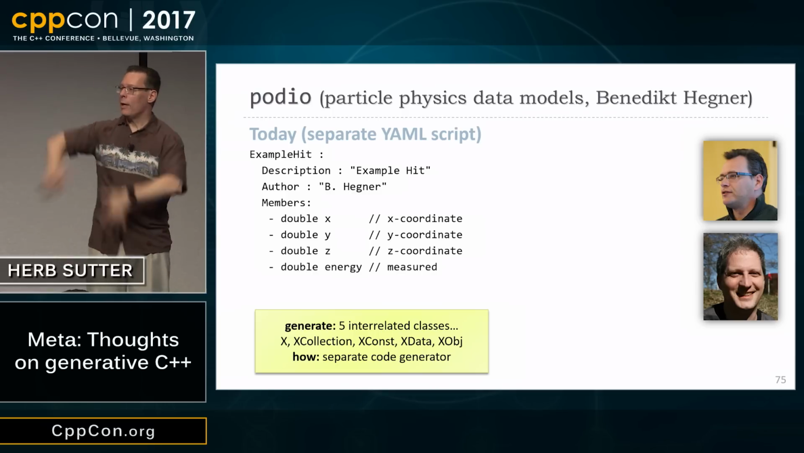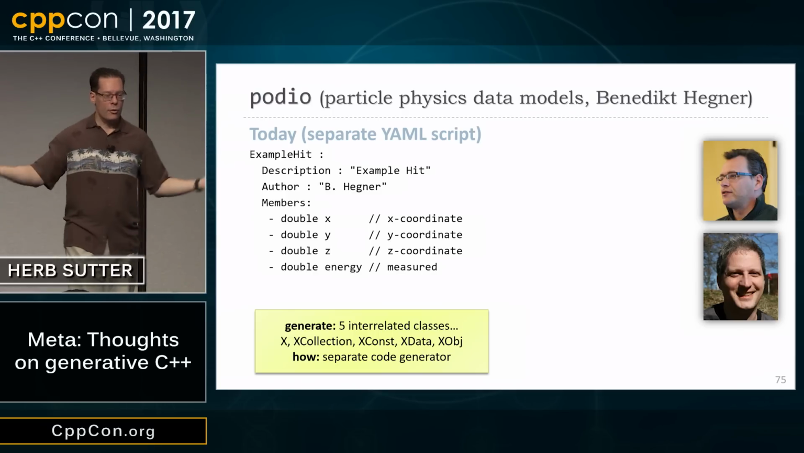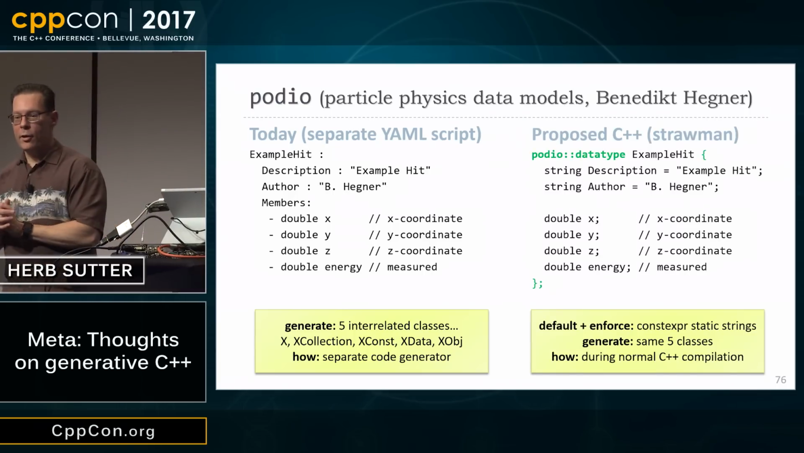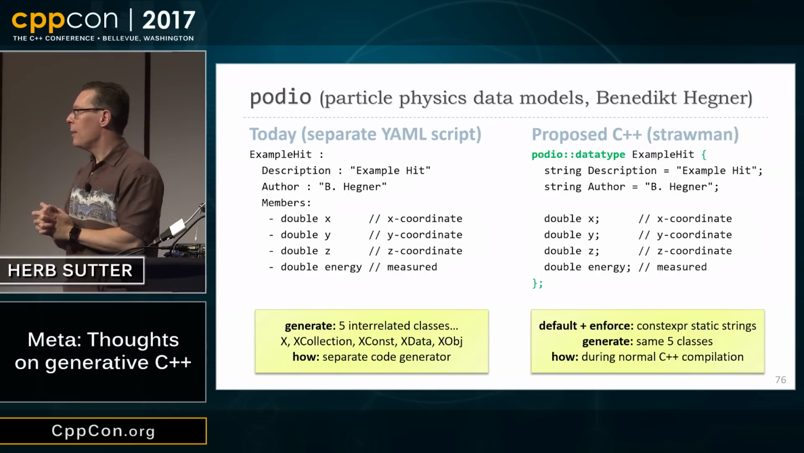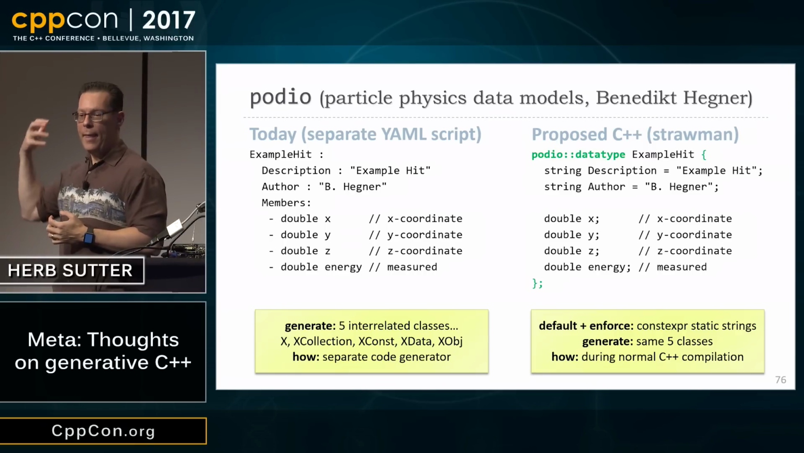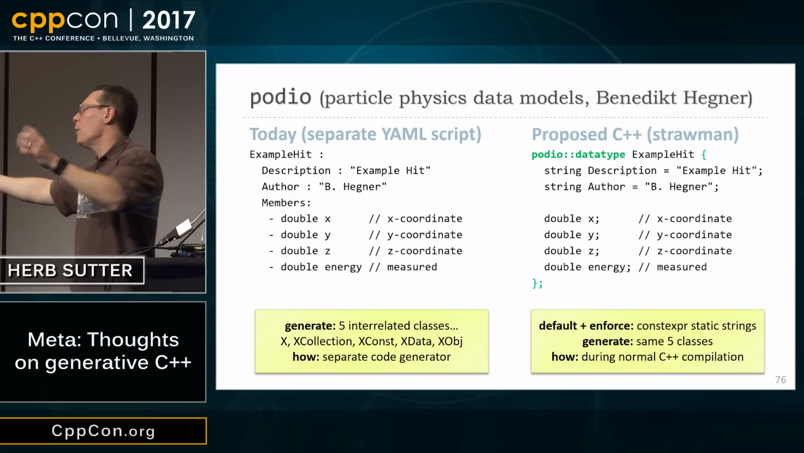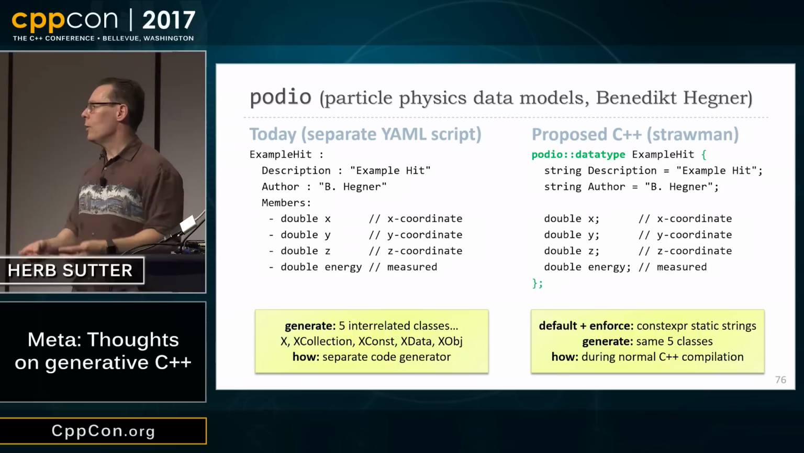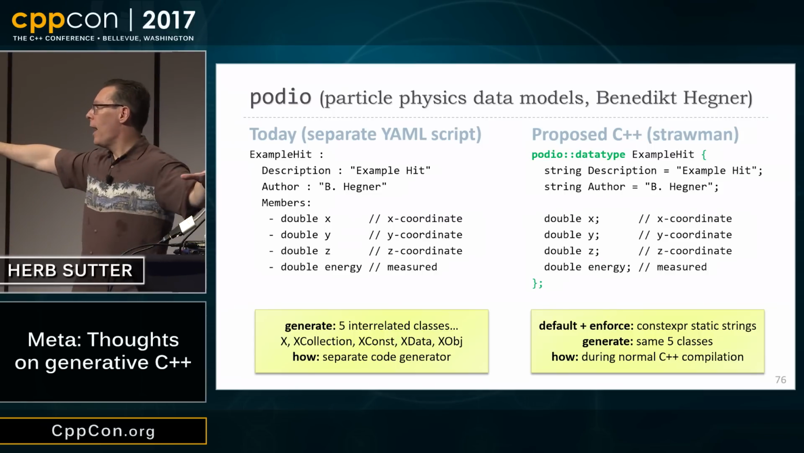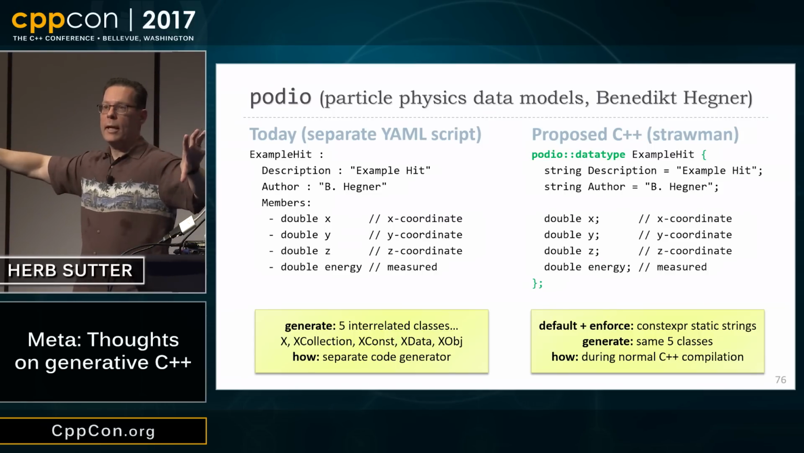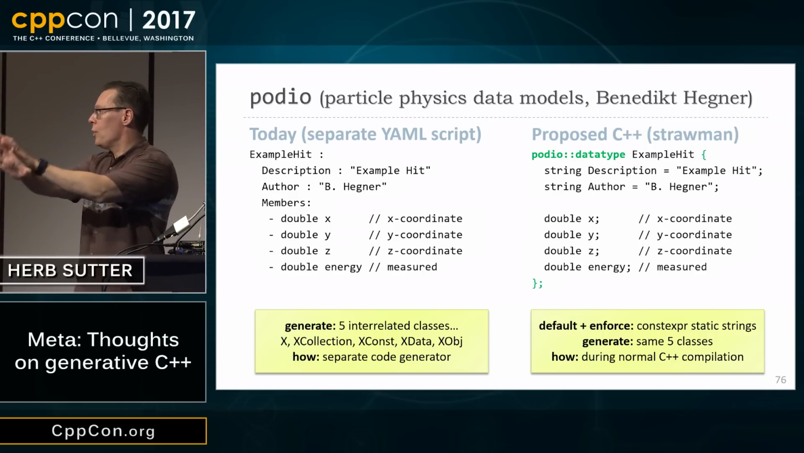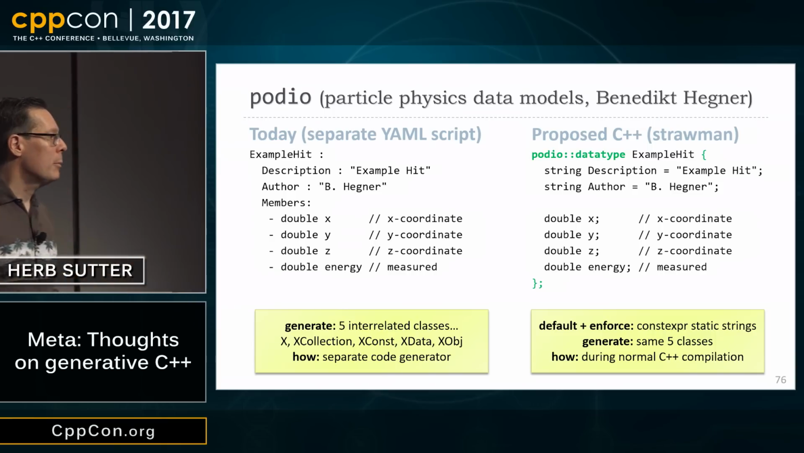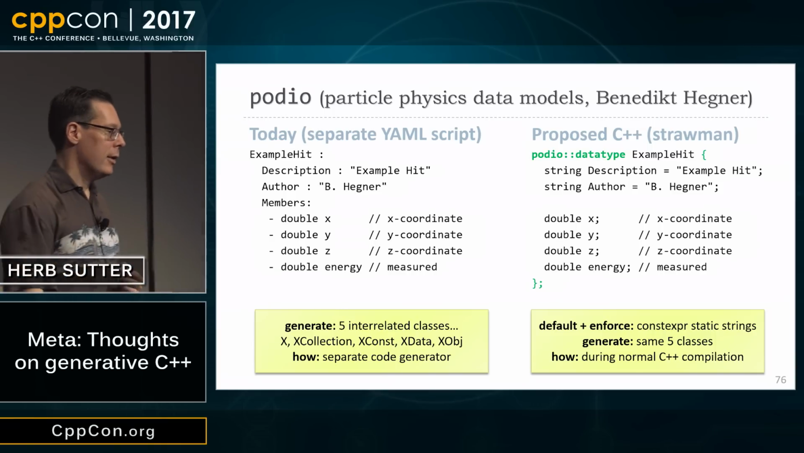And from this, through this YAML script, they generate 5 interrelated classes with a separate code generator. Wouldn't it be nice if they could just say Podio : data type? And then, yes, anything that's a string, can we treat that as a constexpr string for your description and author? Your data members, we know what those are. And then we generate those same 5 overlapping and interrelated types from just this one that contains all the information that we have today as a non-C++ script. Can we bring it into the language?